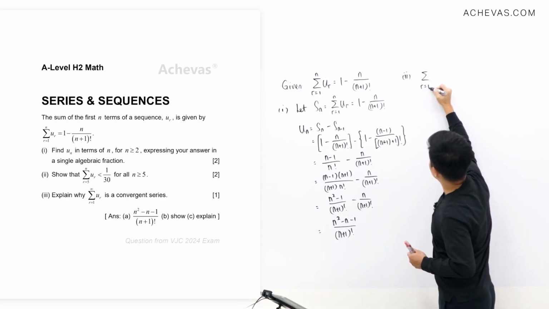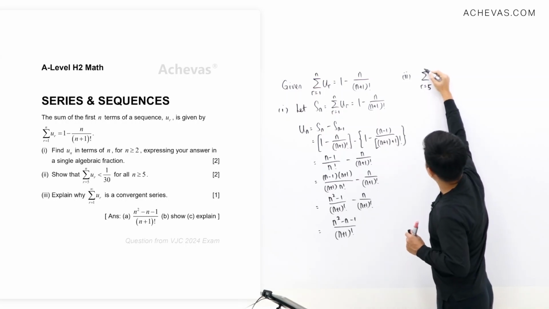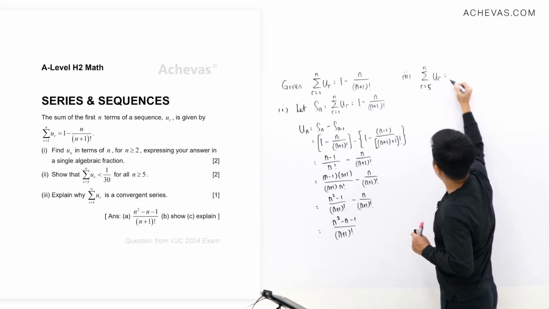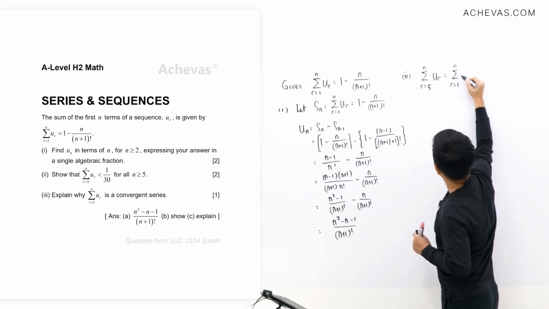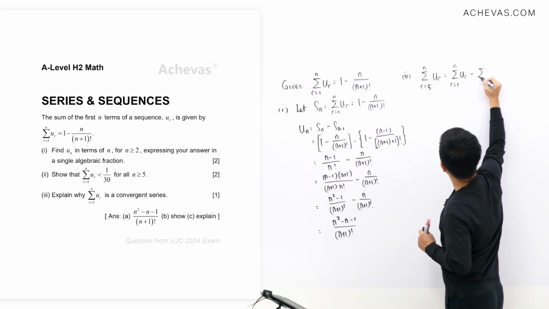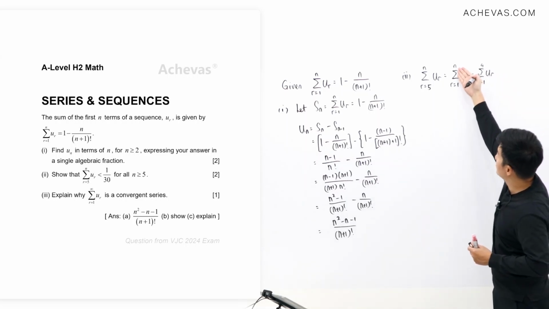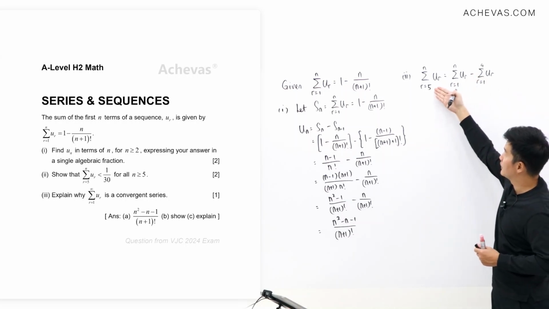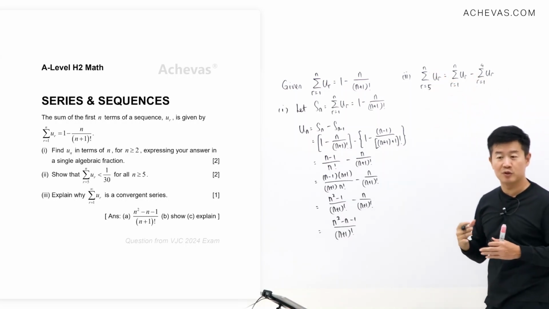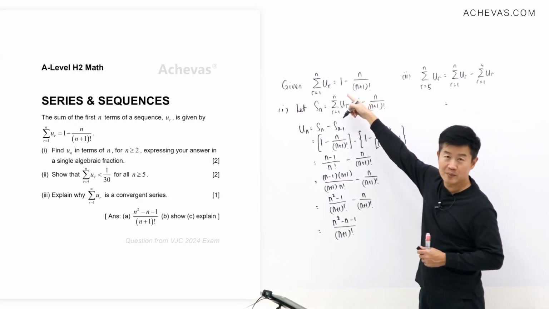Summing from r equals 5 all the way until n of ur is going to be us summing from r equals 1 all the way until n of ur, minus away the sum from r equals 1 to 4 of ur. Okay, if we were to sum from the first term to the nth term, minus away summing from the first term to the fourth term, we will be left with the fifth term all the way until the nth term being summed together. So I'm going to just make use of this.